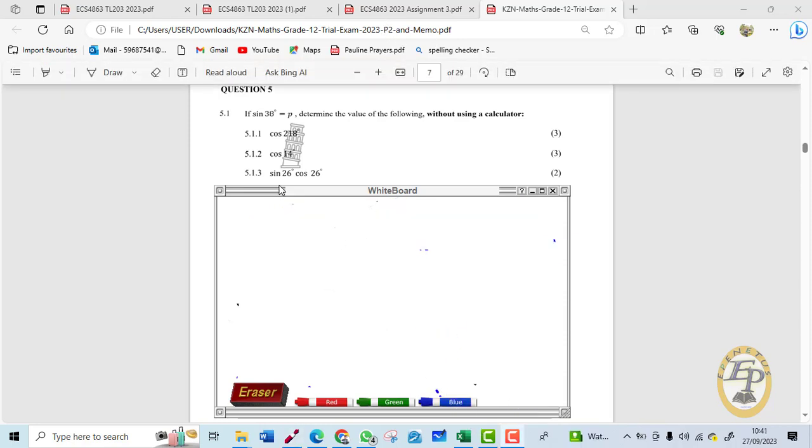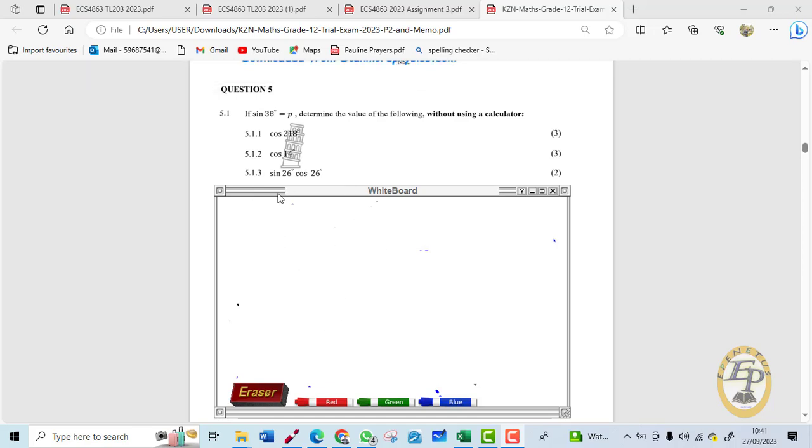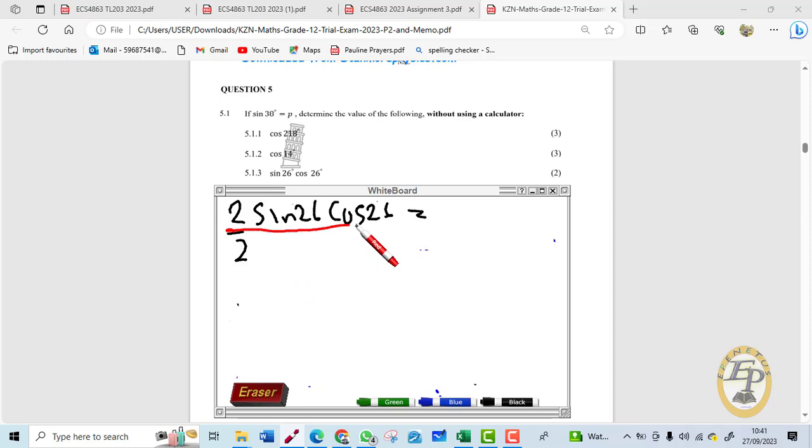The next question is sine 26 cos 26. So I'm going to write it nicely. I'm going to multiply this by 1, and it's going to be 2 divided by 2, which is 1. Then I say 2 sine 26 cos 26. So I want you to see this. This is an identity. So this becomes sine 52. So we're having sine 52, then this becomes 1 over 2.